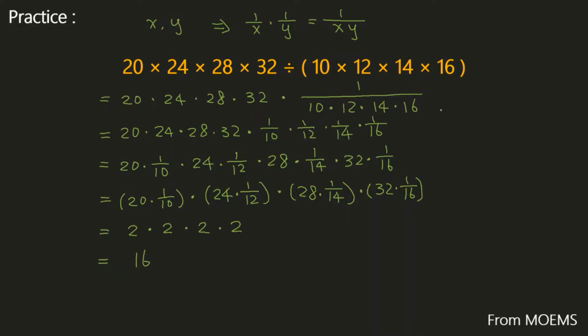So let's take a recap of the steps we did. So in this first step here, we used reciprocal to turn a division into a multiplication. Now in this second step, we used the reciprocal property that the product of reciprocals is equal to the reciprocal of the product.